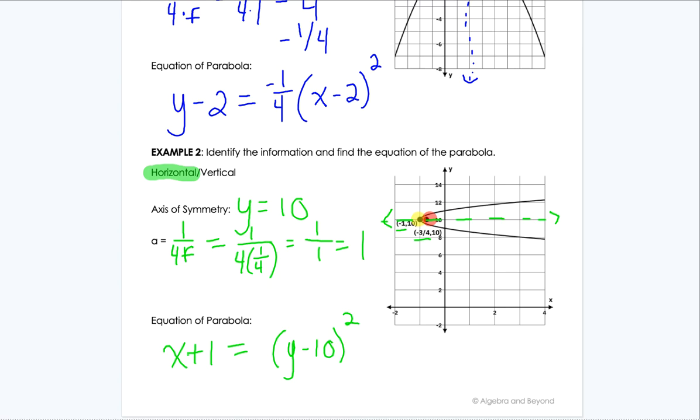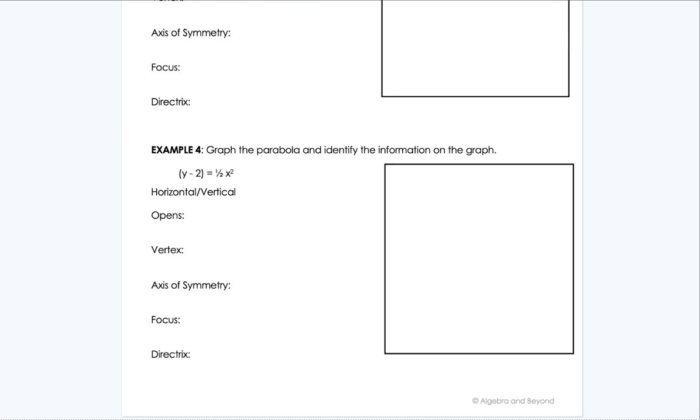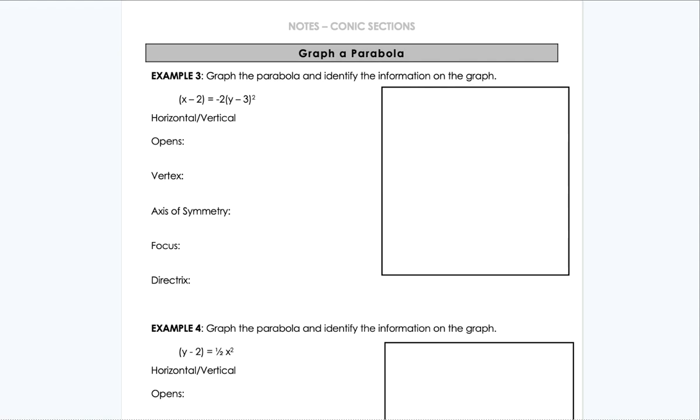Okay, so our last thing that we're going to do is we are going to be given an equation, and we are going to graph the parabola. So let's look at example 3 here. When I look at example 3, I can see a couple of key things. First and foremost, it starts with x minus 2. Since it starts with x minus 2, I know that it is a horizontal vertex, so going along the x-axis.